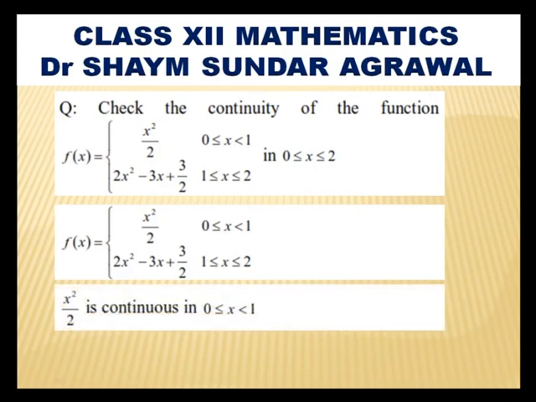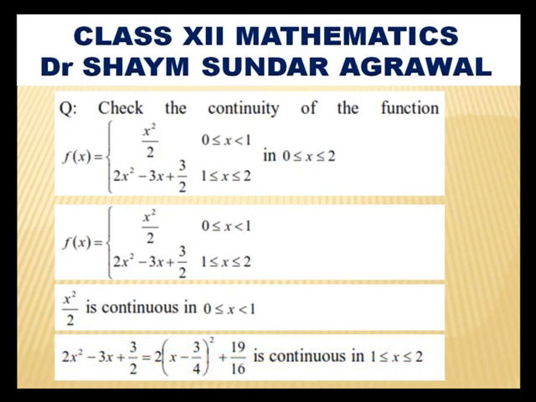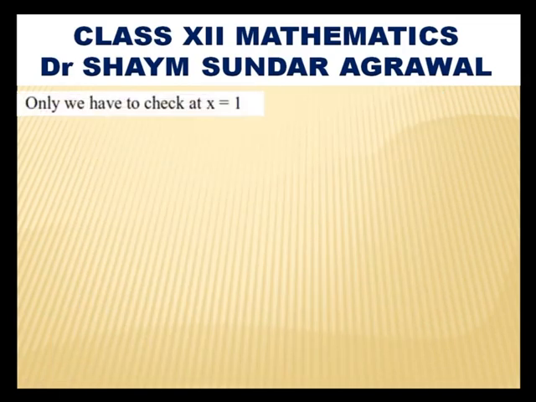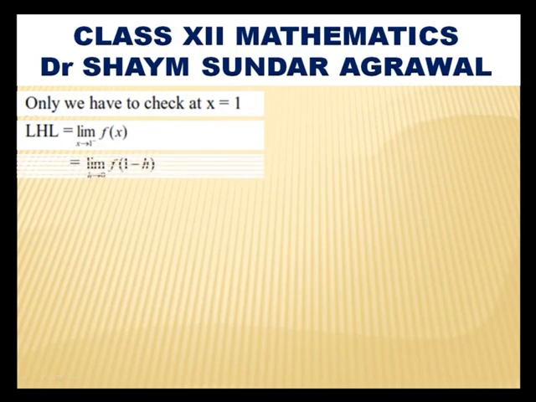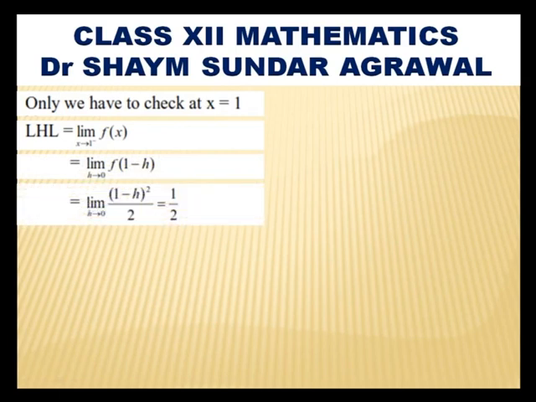The x^2/2 is continuous in 0 to 1, and 2x^2 - 3x + 3/2 is also continuous in 1 to 2. The only point we have to check is x = 1, because 1 lies in the first function as well as in the second function. So the left hand limit, limit x tends to 1- f(x), is limit h tends to 0 f(1 - h), that is limit h tends to 0 (1 - h)^2/2. By putting the limiting value, its value is 1/2.